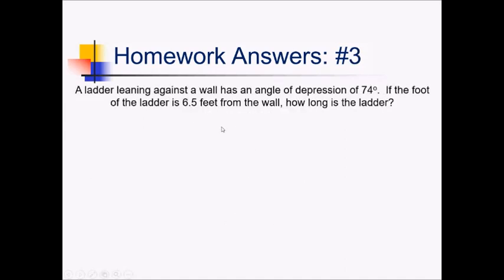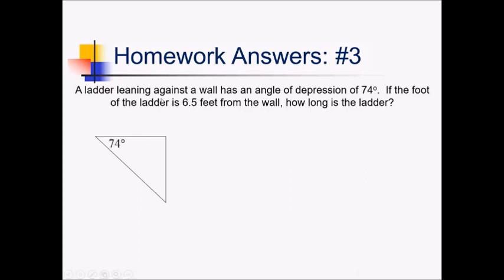On this problem, we have a ladder leaning against a wall with an angle of depression of 74 degrees. We're told the foot of the ladder is 6.5 feet from the wall. How long is the ladder? So angle of depression, this tells us for this right triangle trig problem that we're going to need an upside down triangle like so. And the angle of depression, that's always going to be between the horizontal and the hypotenuse side of the triangle. So that's this angle right here, 74 degrees.